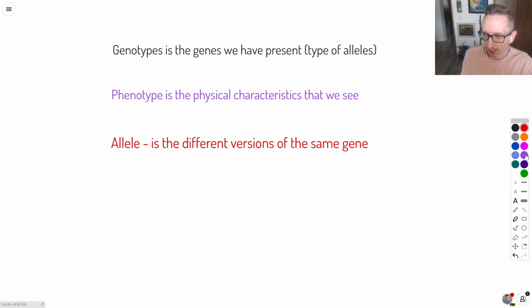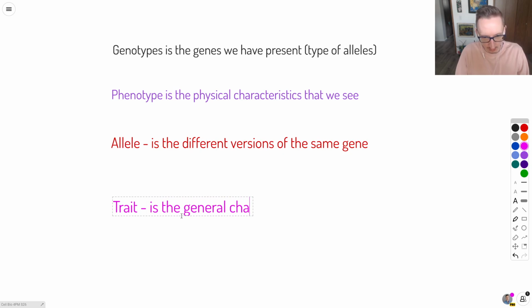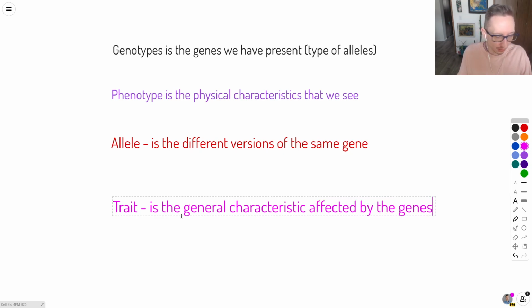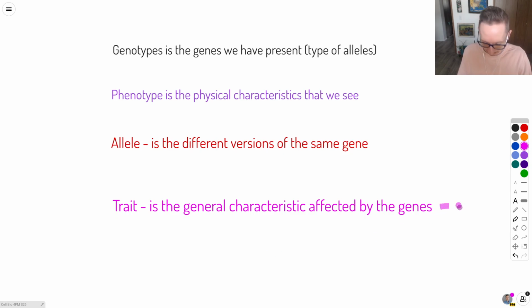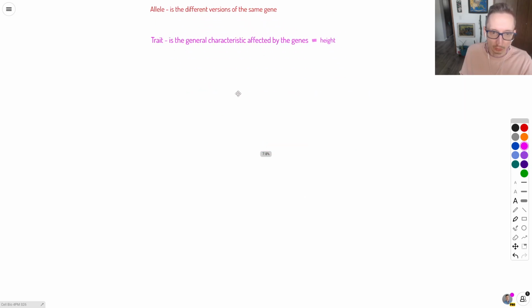And then the last thing that we're going to mention is called trait. Okay, so the trait is the general characteristic that we're talking about, affected by the genes. So for example, we've been talking about height. Okay, that's the trait. Okay, so genotype, phenotype, allele, and trait. Know those. All right, cool.